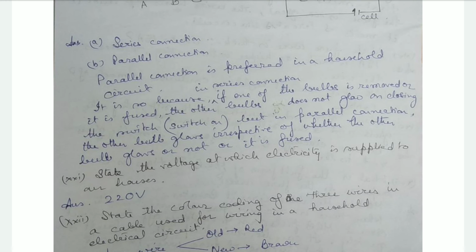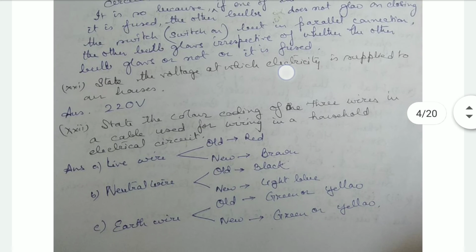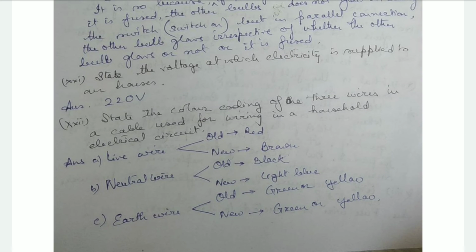Now state the voltage at which the electricity is supplied to our houses. It is 220 volts. Now state the color coding of the three wires in a cable used for wiring in a household electric circuit. For live wire, the old one was red and the new one is brown. For neutral, the old one was black and now it is light blue. For earth wire, both old and new were either green or yellow. Now it is also green or yellow.